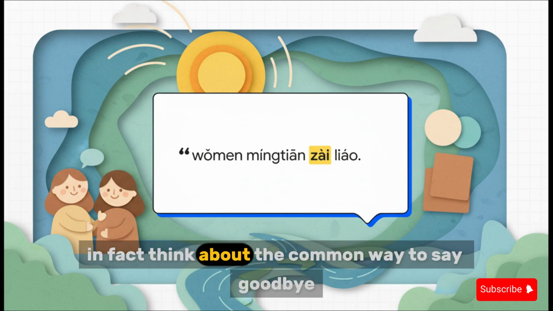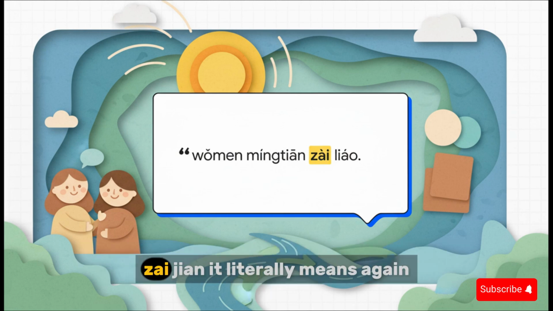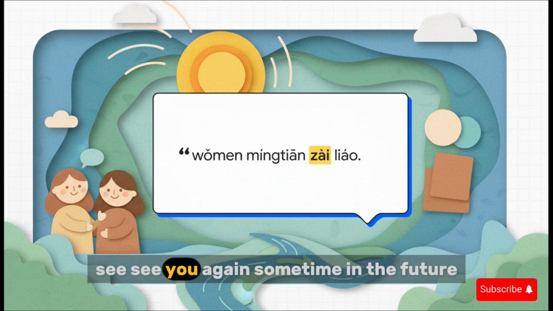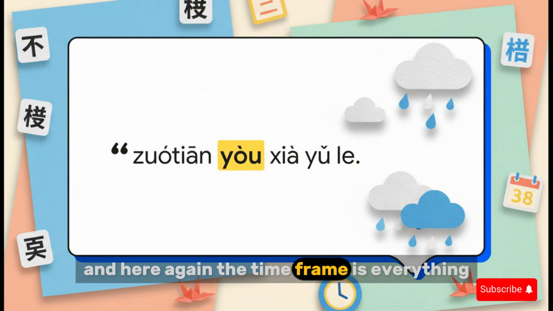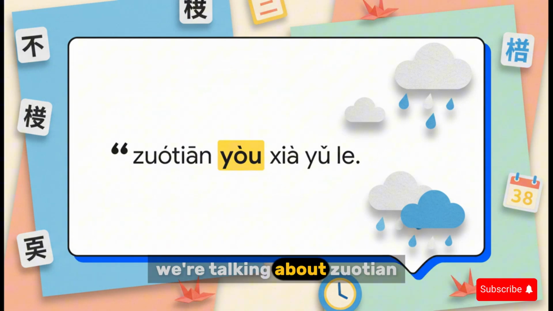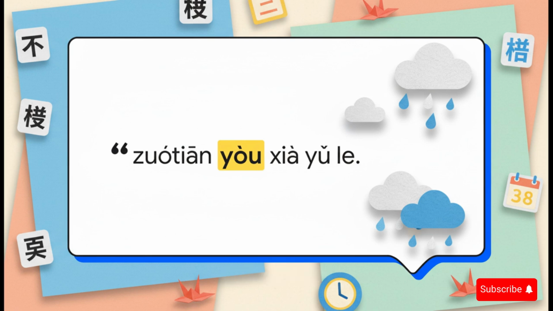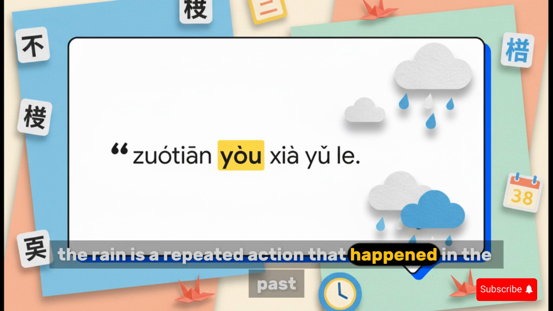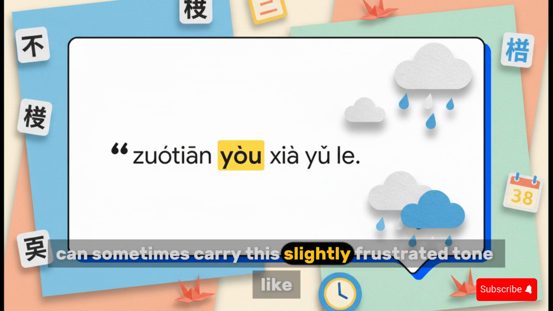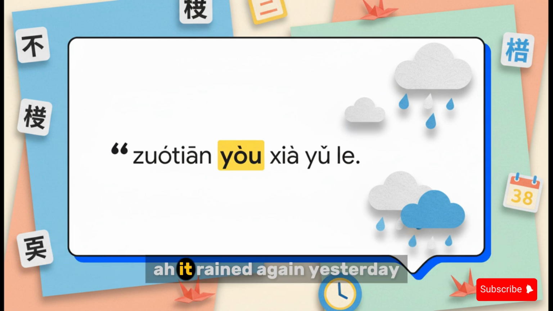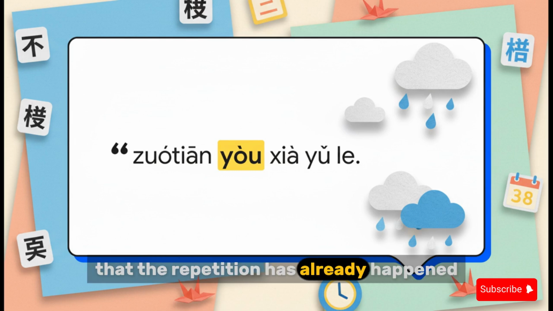In fact, think about the common way to say goodbye, zai jian. It literally means again, see you again, sometime in the future. And here, again, the time frame is everything. We're talking about 昨天, yesterday. The rain is a repeated action that happened in the past. It's also worth pointing out that yo can sometimes carry this slightly frustrated tone, like, it rained again yesterday. It really emphasizes that the repetition has already happened.